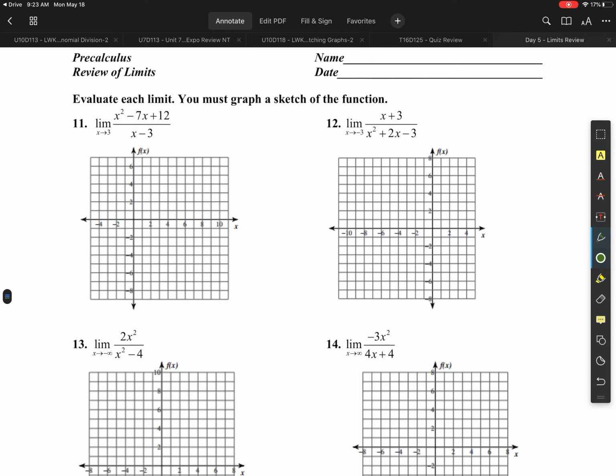Alright. Problem 11. Now we have to do a little graphing here. How am I going to graph? Factor and cancel, if possible. x minus 4, x minus 3, over x minus 3, leaves us with x minus 4. But we have a hole at 3. What do we have? 3, -1. Then -4, up 1, over, up 1, hole, dot, dot, dot.